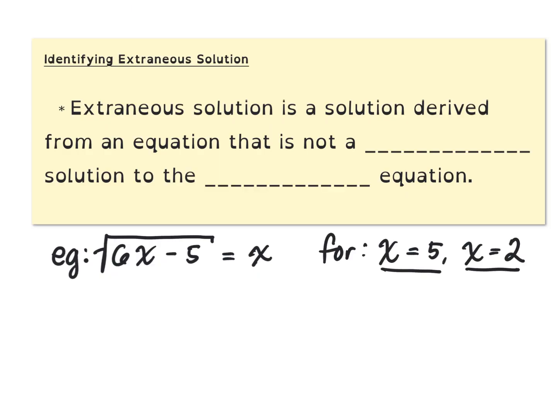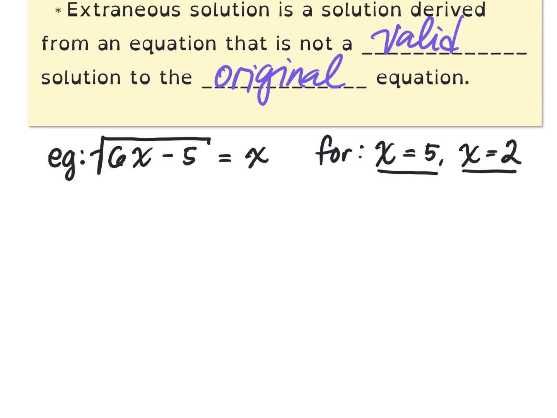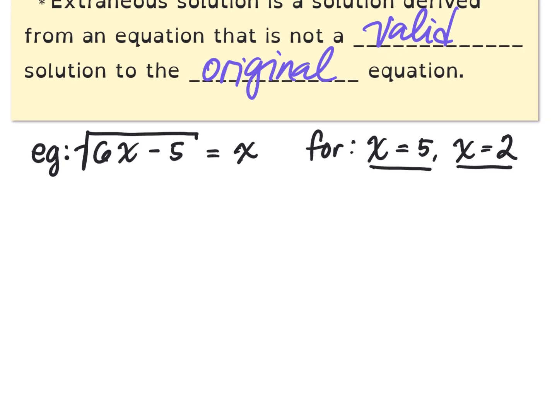Identifying extraneous solution. An extraneous solution is a solution derived from an equation that is not valid as a solution to the original equation. Let's give an example for you to understand. Say, for example, we're given here the square root of 6x minus 5 is equal to x. Now, we're going to check which of these two values, x equal to 5 and x equal to 2, is the extraneous one.